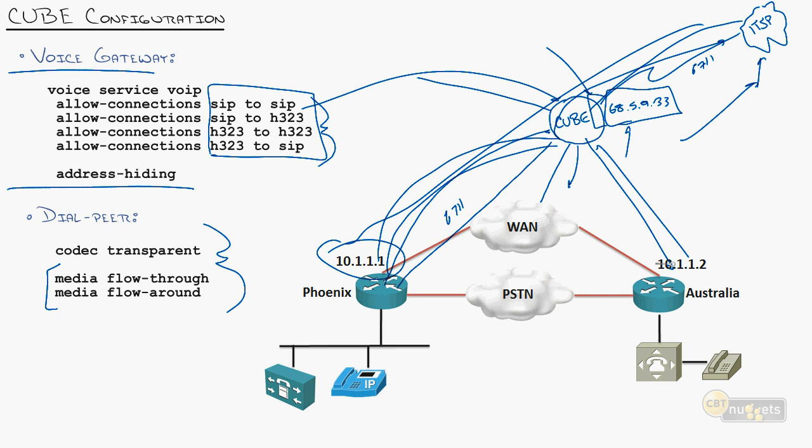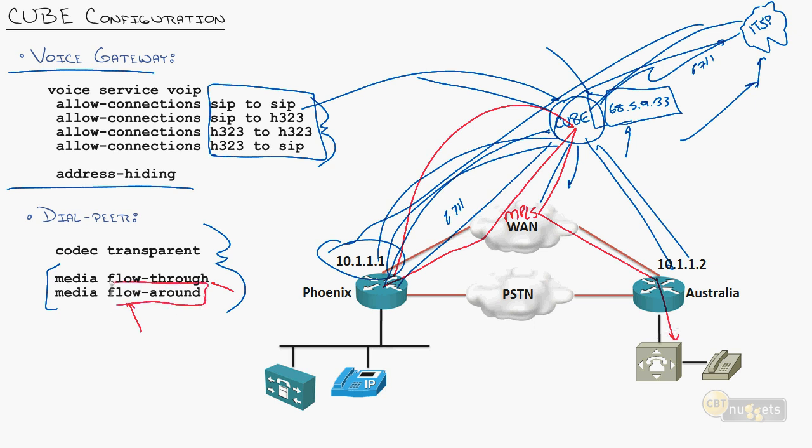You can do that, but I wanted to show this picture because you see some inefficiencies if you configure this incorrectly. Media flow through forces all the media to go through the Cube router. Now that may mean that maybe this is an MPLS WAN. If you configure media flow through, then it's going to go up to the Cube router and then back down the MPLS WAN and then use some suboptimal routing to reach this PBX system on the other side.